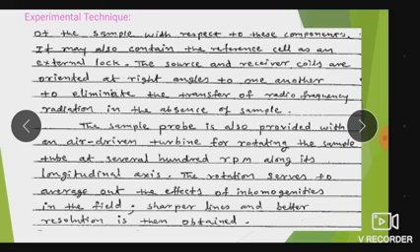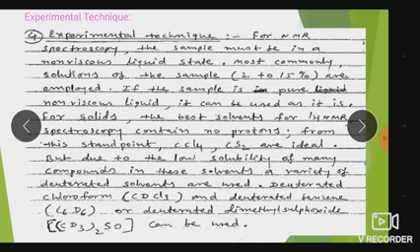So the sample probe is also provided with an air driven turbine for rotating the sample tube at several hundred rpm, that is revolutions per minute, along its longitudinal axis. The rotation serves to average out the effects of inhomogeneities in the field. So sharper lines and better resolution are then obtained. So this is about the instrumentation.